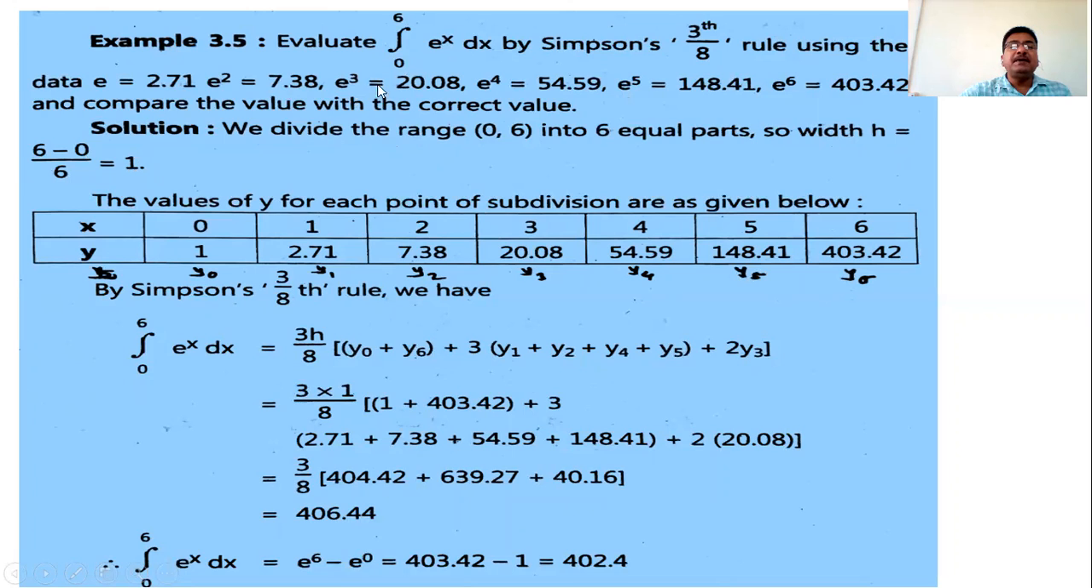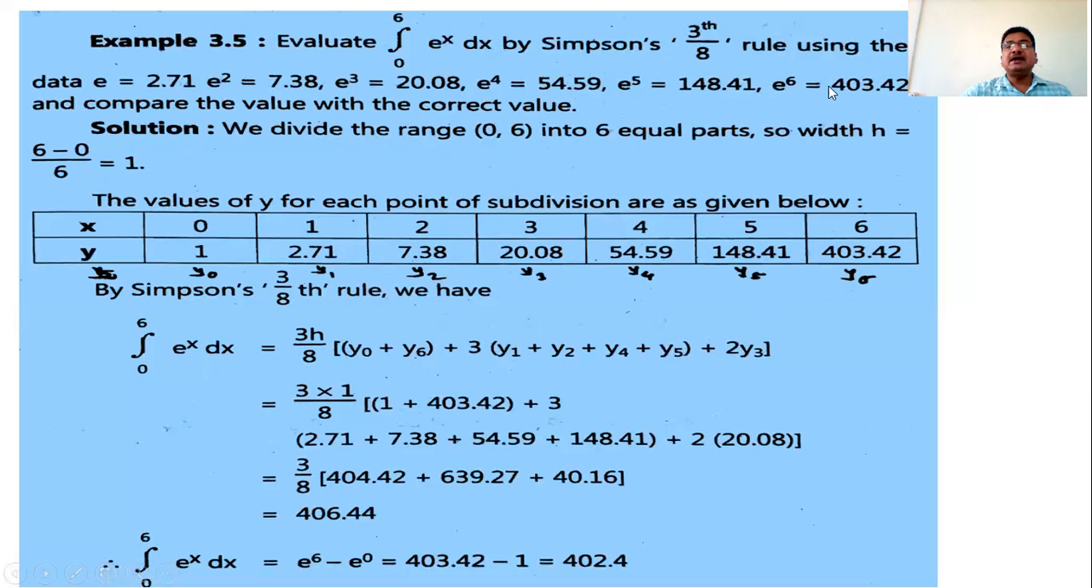And y or f(x). What is the function y or f(x)? It is e raised to x. Then find e raised to 0. e raised to 0 is 1. Then e raised to 1 is given in the problem. Otherwise, use a calculator to find e raised to 1, that is 2.71. And e square, e cube and so on, you can find by using a calculator. But these values are given in the problem, so use those values, up to e raised to 6.